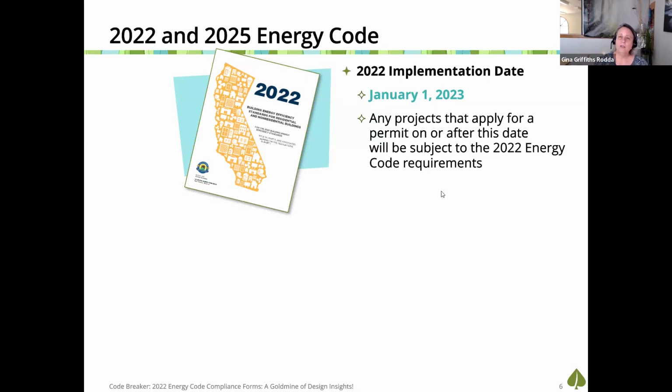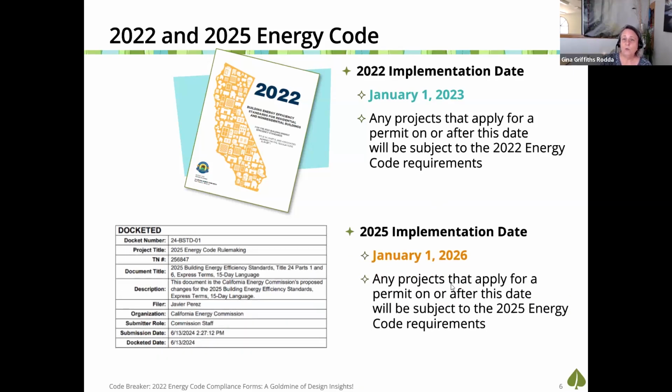And it will be the code that sets the requirements for the projects and their scopes through the end of next year, December 31st of 2025. Then our 2025 code will go into effect for projects that apply for permit as of January 1st of 2026. You now know why it's called the 2025 code, because that's when it's going to be adopted, hopefully, by the Building Standards Commission, and then will become enforceable the January following, which is January 1st of 2026.